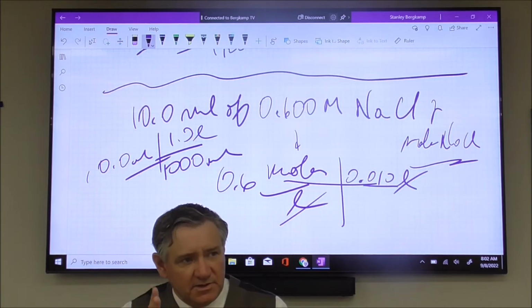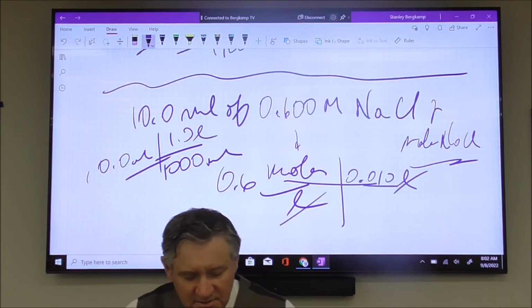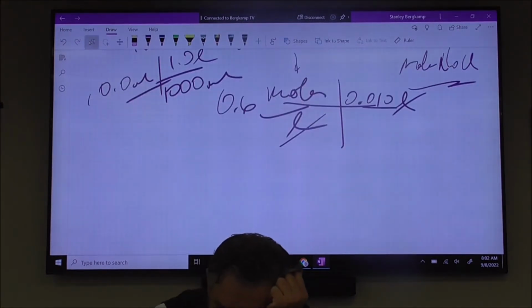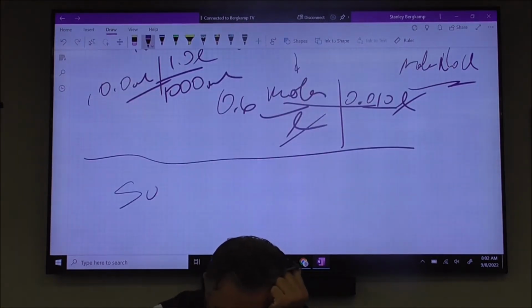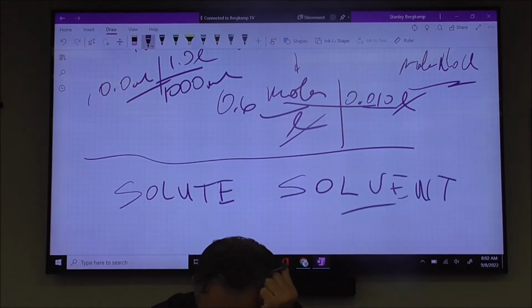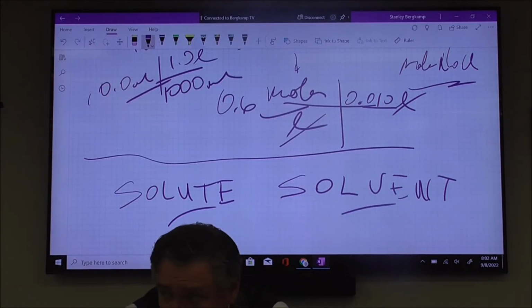Now, a little bit of terminology. I asked you this on the lab, and hopefully you all know this. When you're talking about solutions, you have 2 things. You have the solute and you have the solvent. I would assume, did they teach you this in middle school? Hopefully they did. Anybody? Okay, I see some blank stares.